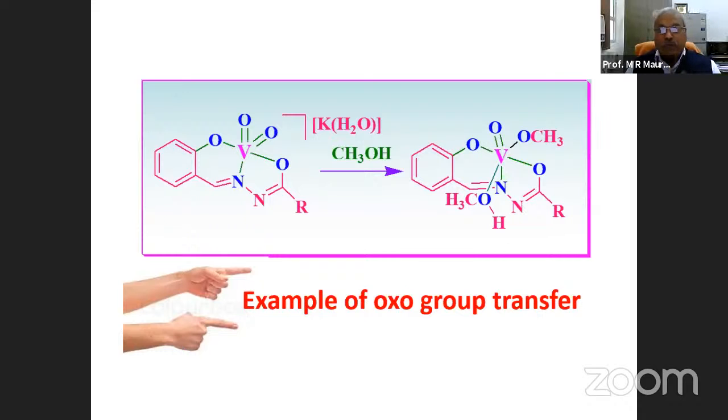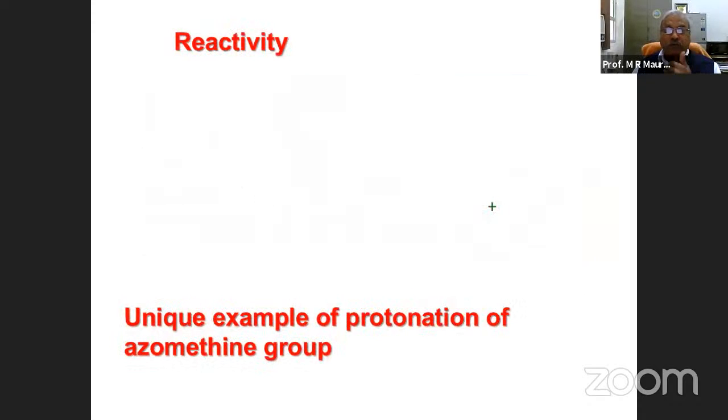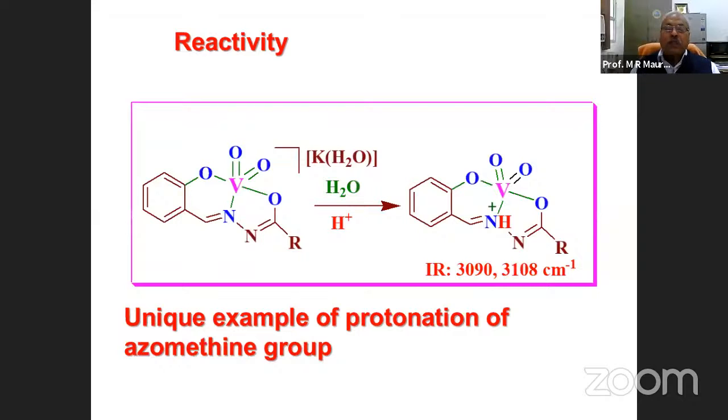So what happens during that? You see, oxo group transfer has occurred, where methanol has removed this oxo group, and we can say methoxo group at this point. So that was a good observation, and it was really exciting that the vanadium chemistry we planned is working out.